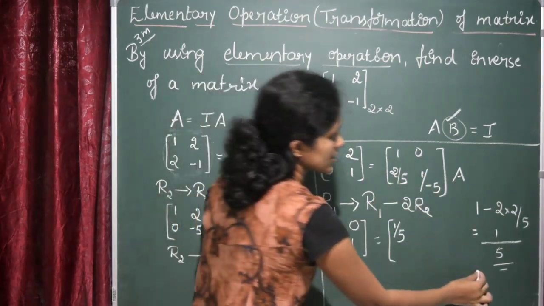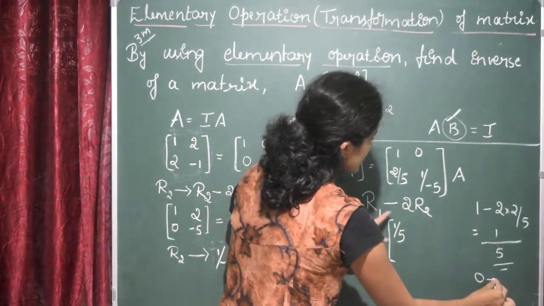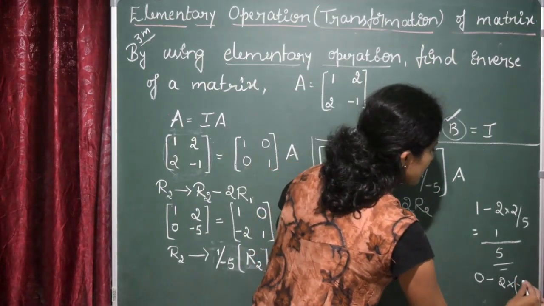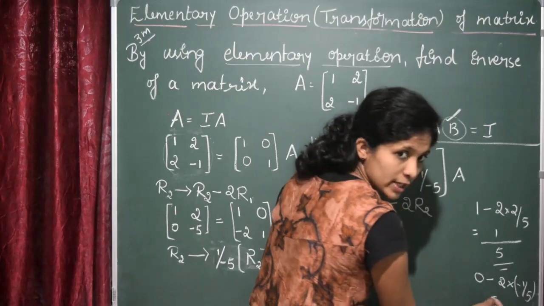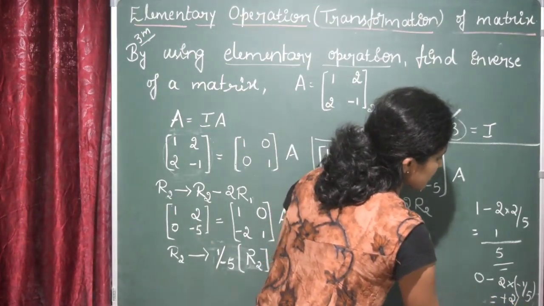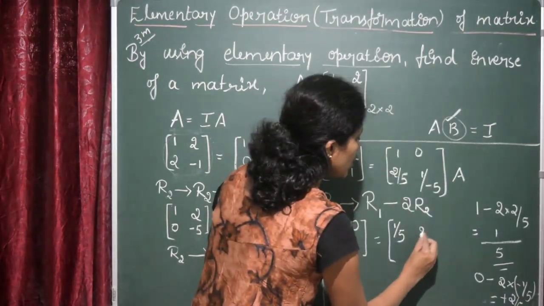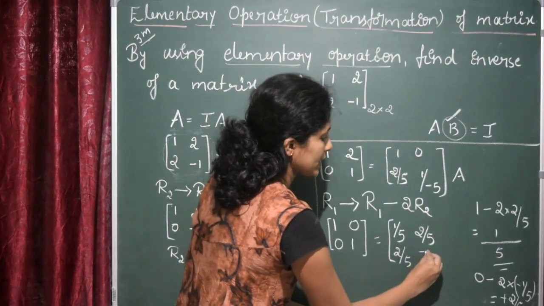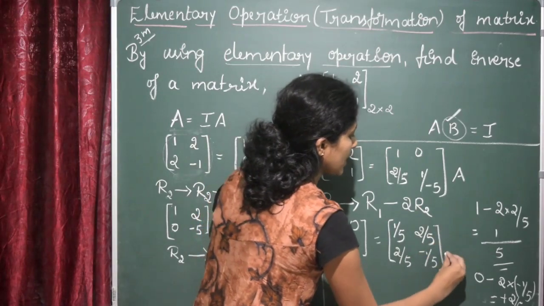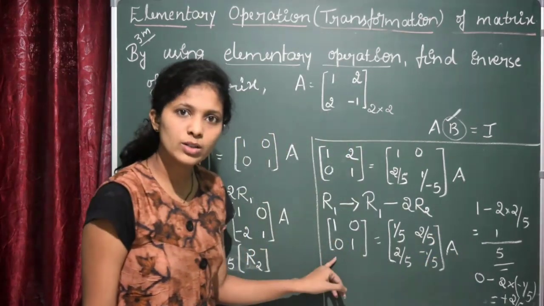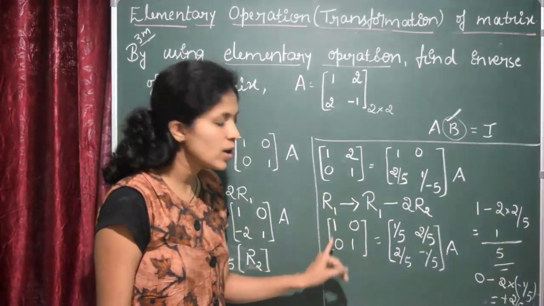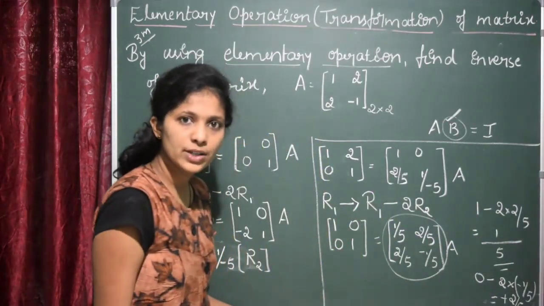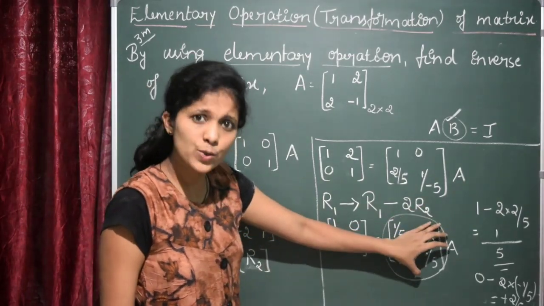Second element 0 minus 2 into R2, which is now 1 by 5, right, minus 1 by 5. So minus into minus, plus 2 by 5. Clear? So second element will be equal to 2 by 5. Third element is the same, minus 1 by 5 into A. So clear? Now here we got the identity matrix, that is 1 0 0 1. So this is the inverse of matrix A. I hope you understood this one.